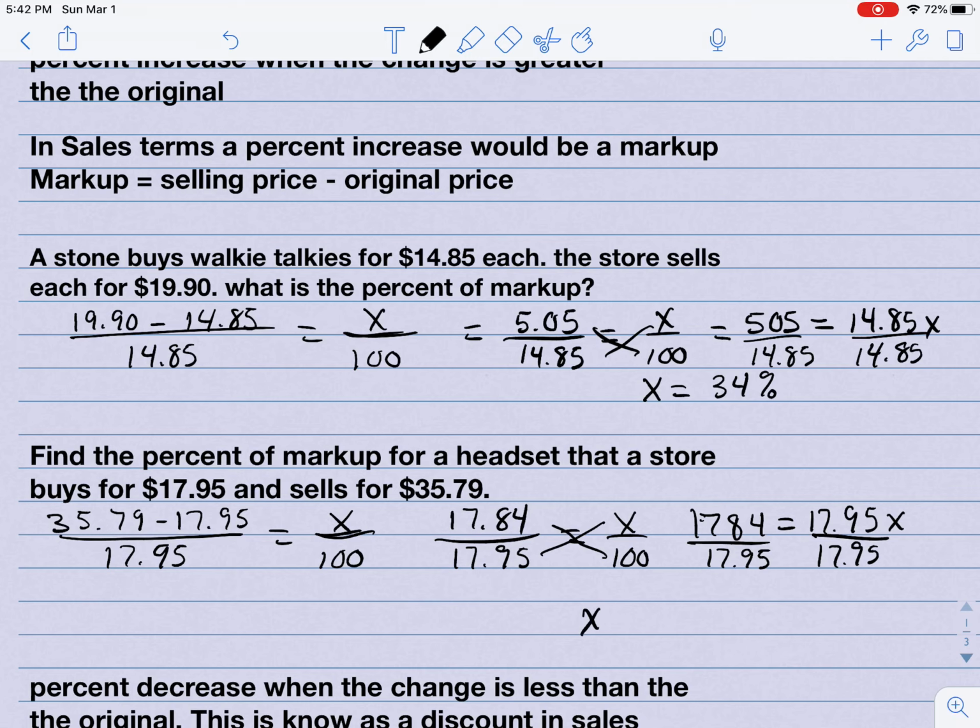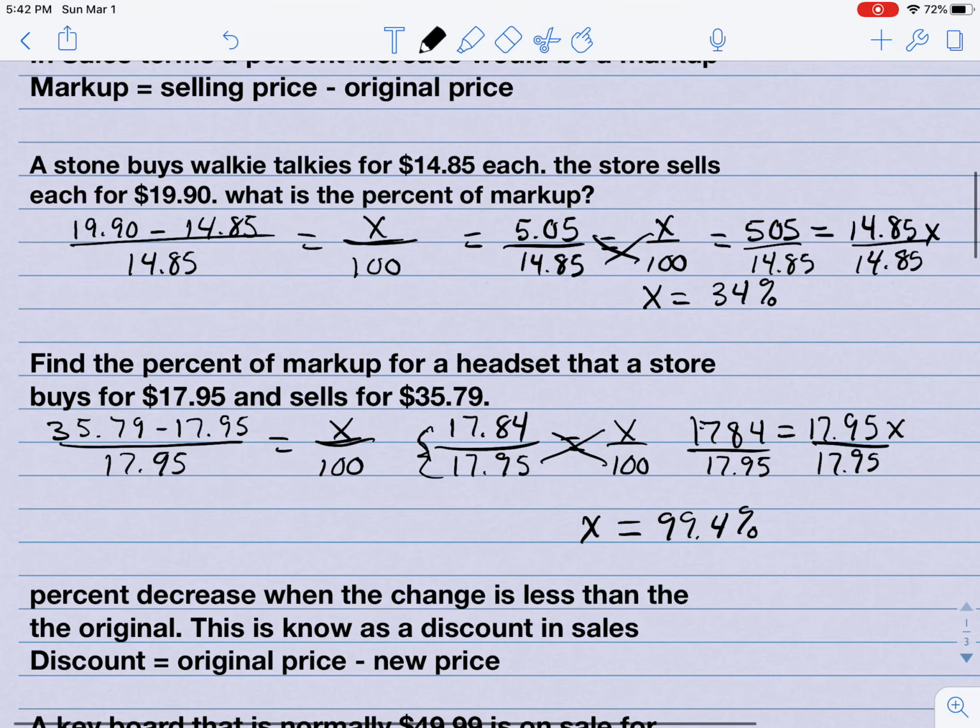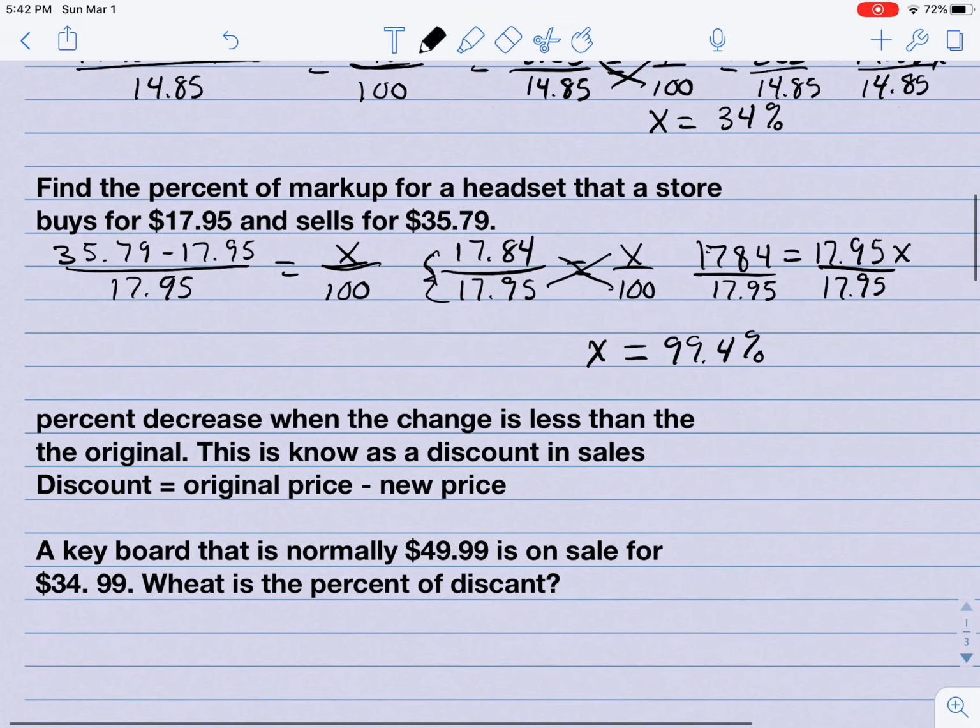And when we do that, we are left with x is equal to 99.4%. Okay, and once again, these two numbers are really close to the same. So when you divide those, that's going to be pretty close to 100%. Okay, and so that's just markup. The new price minus original over original price. And then you're pretty much timesing that by 100. Okay, so that was markup.